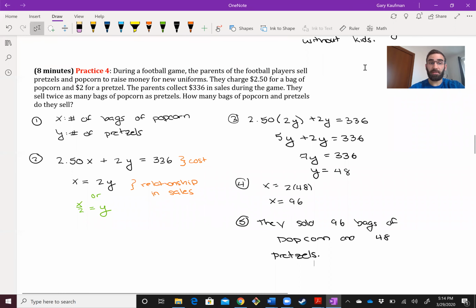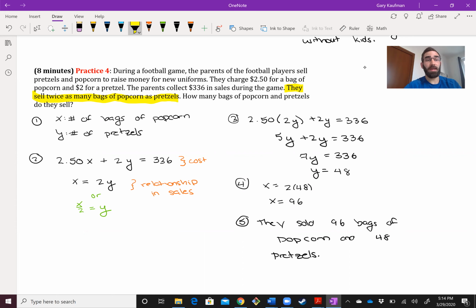Here's your answer to practice problem 4. I also labeled them in the order that I went about it. So I started with defining my variable. I then wrote my equation. Now I understand that this statement right here might have been a little tricky. They sell twice as many bags of popcorn as pretzel. Well, when you're setting up the equation, you might have accidentally written 2x equals y.